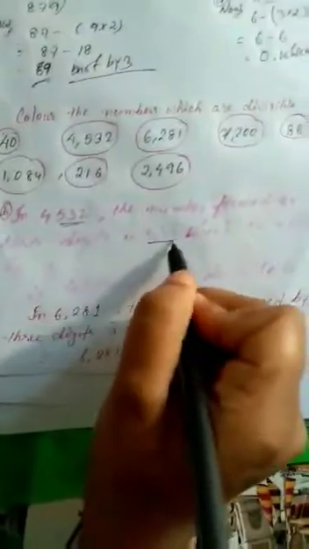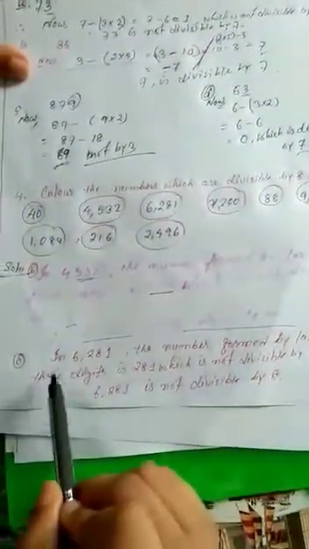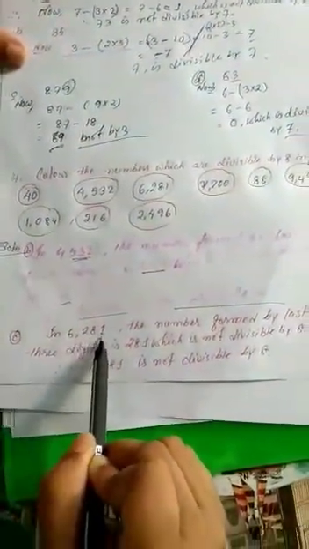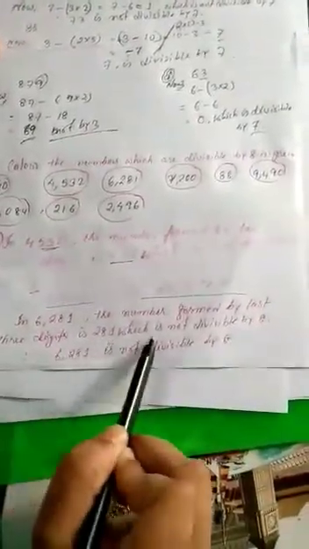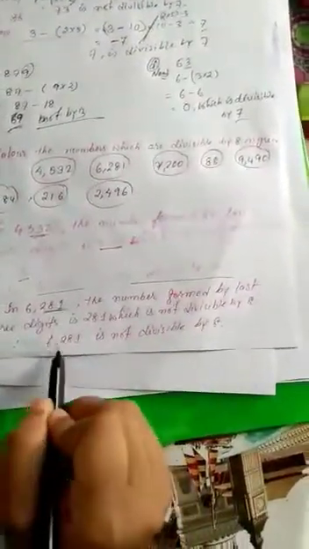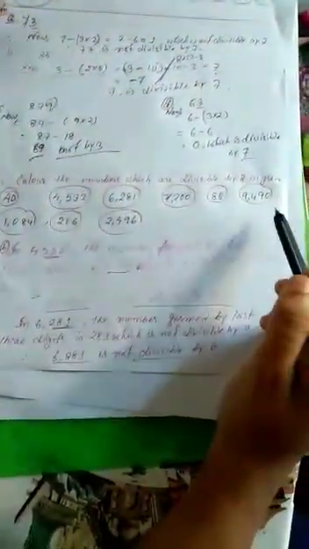Alright, the next one we'll look at is 4532. In the case of 8, we have to look at the number formed by the last 3 digits. So 532 is not divisible by 8. That's why the whole number is not divisible by 8. Okay children, in the same way in 6281, the number formed by the last 3 digits is 281, which is not divisible by 8. So 6281 is not divisible by 8. The rest of the numbers can be checked by you, and then you color them.